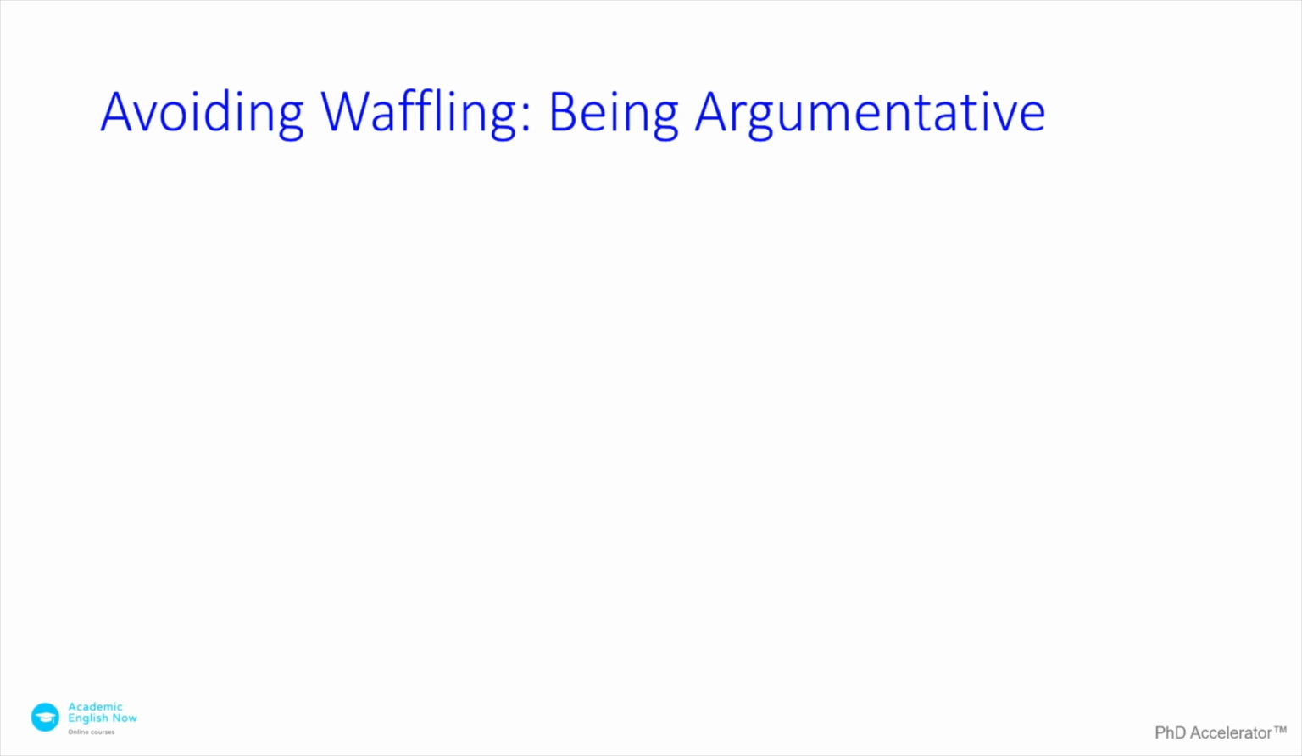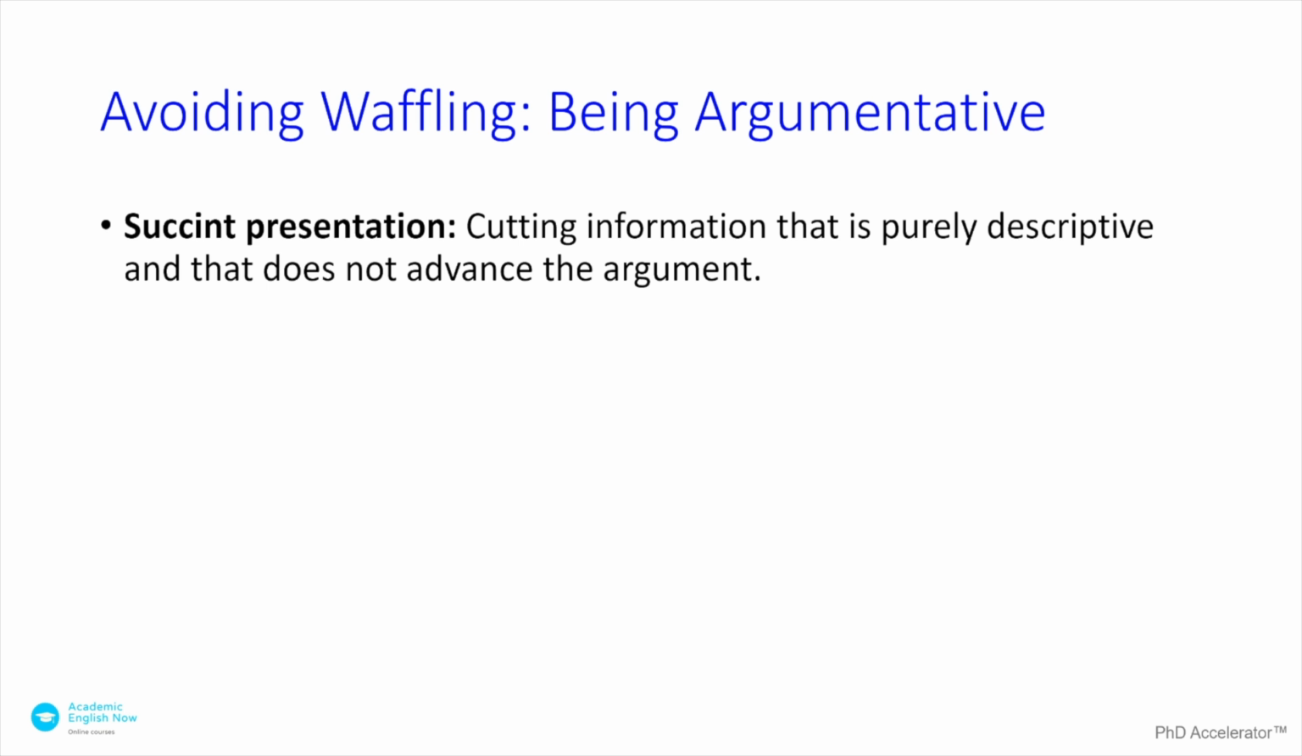Okay, so having a clear pyramid apex is one way to avoid waffling, but another way to avoid it is to be argumentative. There are a couple of ways in which this can be achieved. First of all, you want succinct presentation. So you want to cut information that is purely descriptive, which I've just shown you before, right? And does not advance the argument.